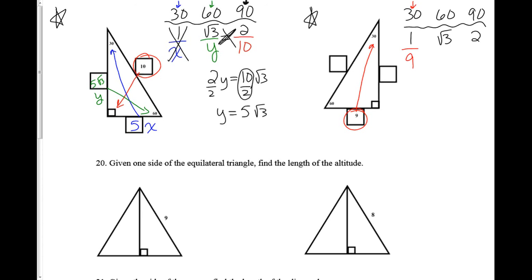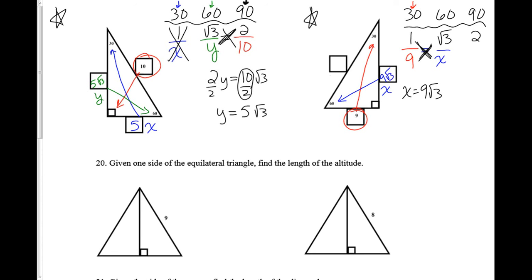Next, I need to call one of the sides x. I'm going to call this side x. X is across from the 60. I'm going to set these two fractions equal to each other and cross multiply. x is equal to 9 times the square root of 3. I'm going to place that in my diagram in the box where x is.